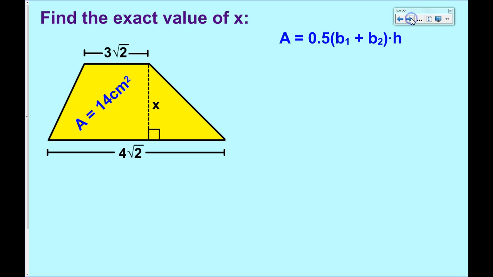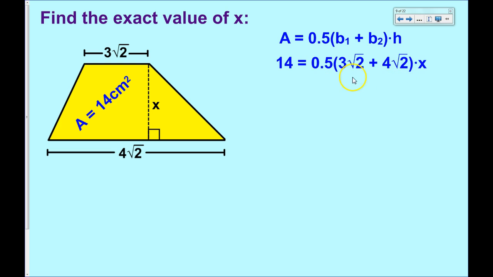So we have a lot of the variables that are included in the area of a trapezoid formula. So we plug in as many as we can, 14, and then we have 3 times the square root of 2 and 4 times the square root of 2, and the only thing we don't know is this height right here. So we start working with it, and you'll notice that we have radical terms here. These are kind of like terms, so we can simply add them together.